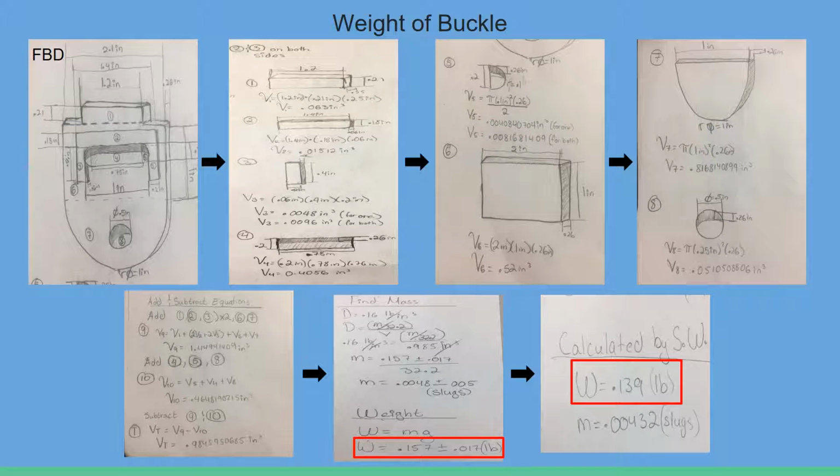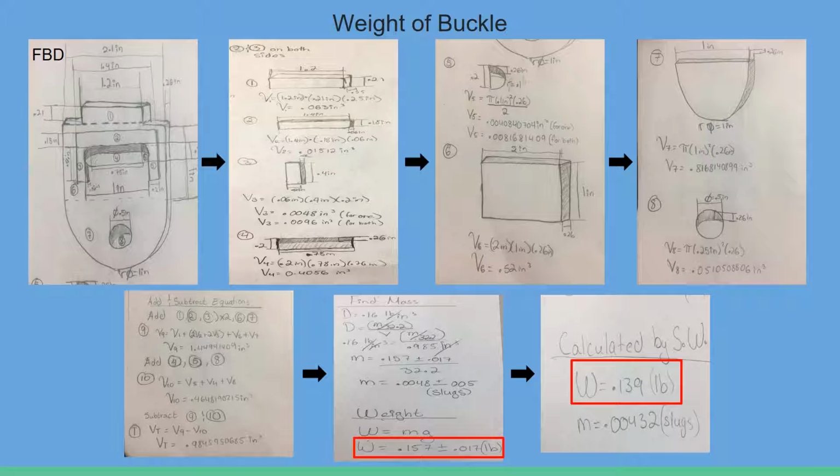To determine the weight of the buckle, we decided to make a free body diagram of the buckle itself and divide it into parts. We divided it into 8 parts as listed in this slide. Taking the volume of each of these components 1 through 8, we were able to determine that the total volume of the buckle was 0.984 inches cubed.